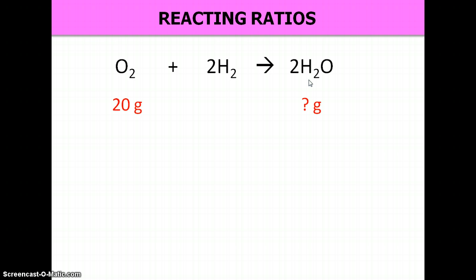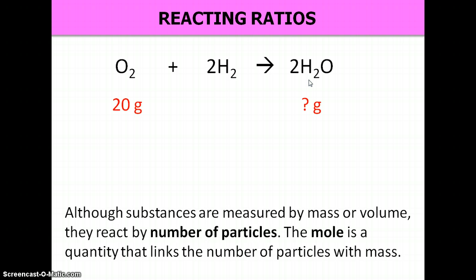So actually, we need some way of linking the mass that we usually measure substances in to the number of particles, because substances react by number of particles, not by mass. Now, the mole is a quantity that links the number of particles with mass, and it's going to allow us to work this sort of thing out, to work out, say, the mass of water produced from reacting 20 grams of oxygen with the right amount of hydrogen.